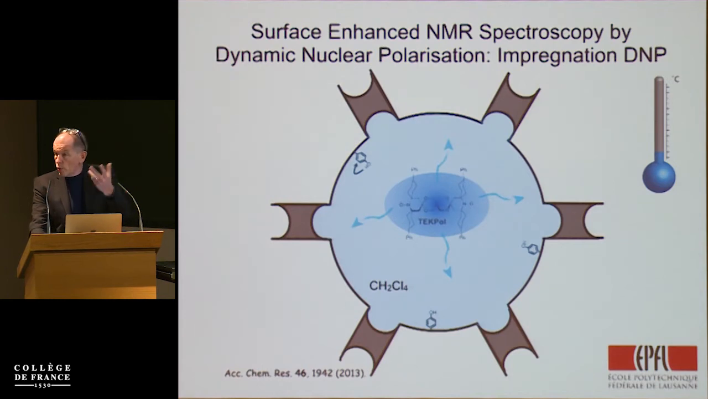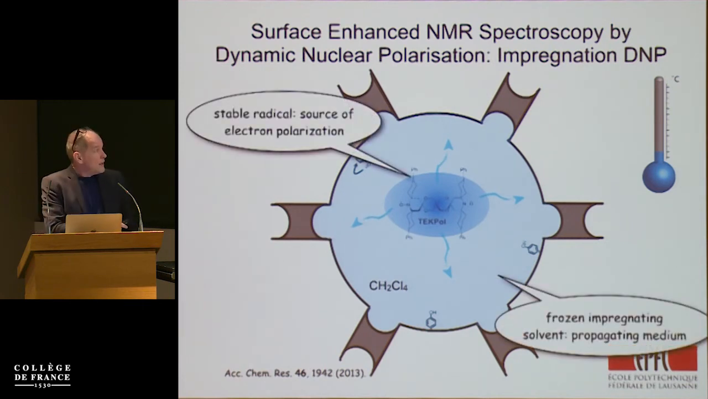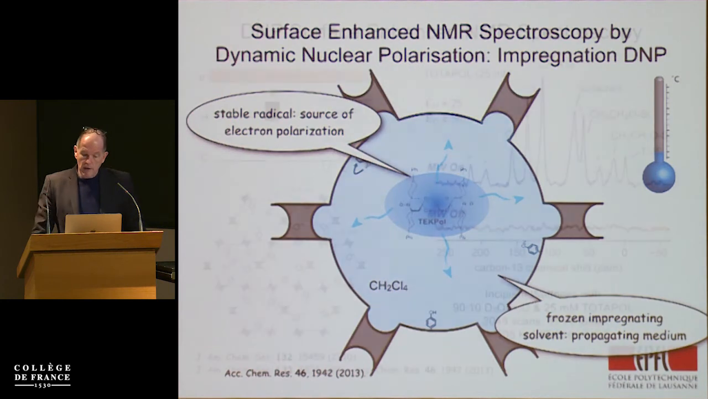So this is easy to do. We just wet it at room temperature. We then freeze it down to 100 Kelvin and do our experiment. And at that point, this is the source of polarization at 100 Kelvin, and the frozen solvent is this transmission medium that allows us to transfer polarization from the radical to the surface.